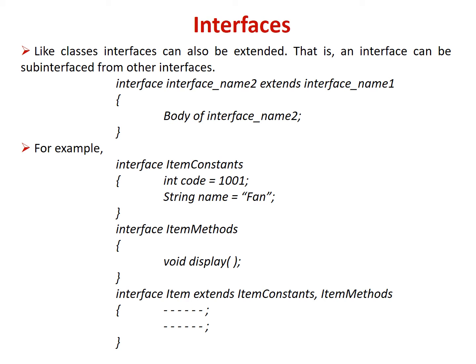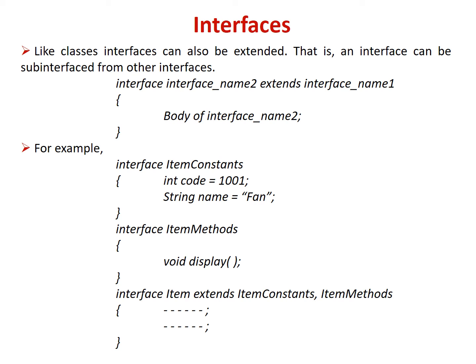Like classes, interfaces can also be extended. That is, an interface can be sub-interfaced from other interfaces. As in the general format, first we write the interface keyword, then the name of the sub-interface, that is interface name 2, then the keyword extends, and after this we write the name of the super interface, that is interface name 1, and after this we specify the body of the sub interface.